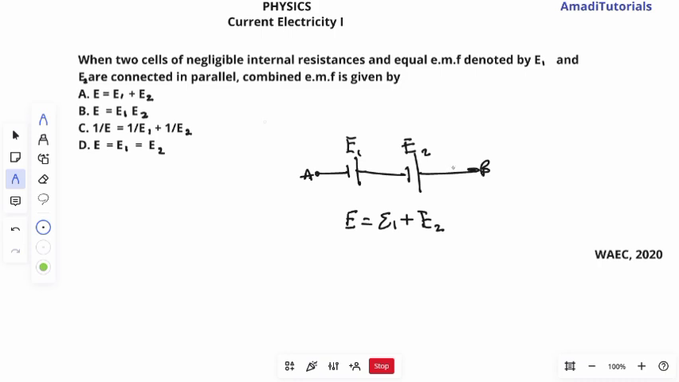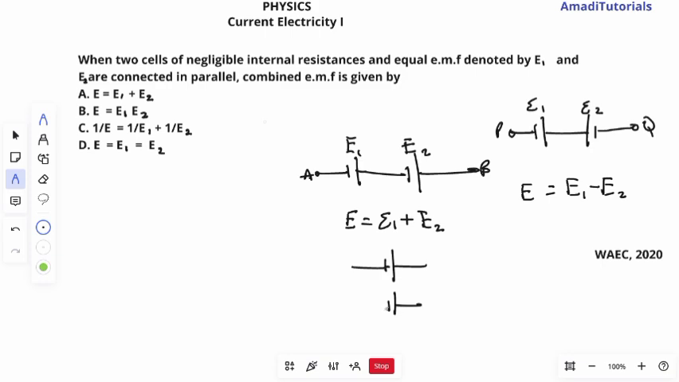But if it were to be reversed, in the sense that you have the first one, and then the second one goes like this, and you have to take the reading between points P and Q, and this is your E1 and E2. Now it will still be their algebraic sum, but in this case your equivalent E will be what? E1 minus E2.